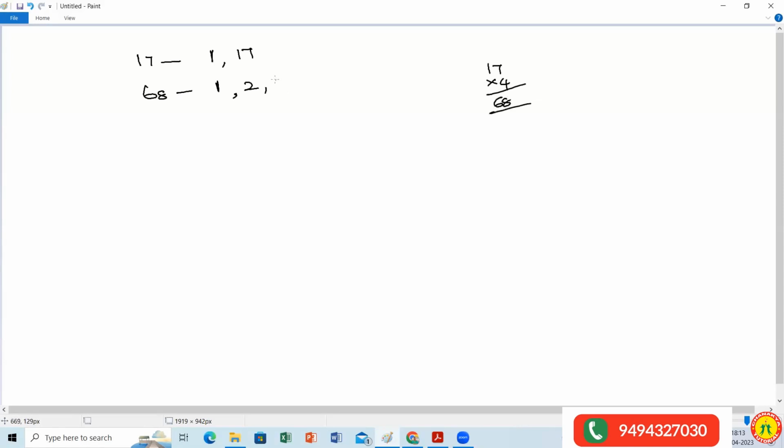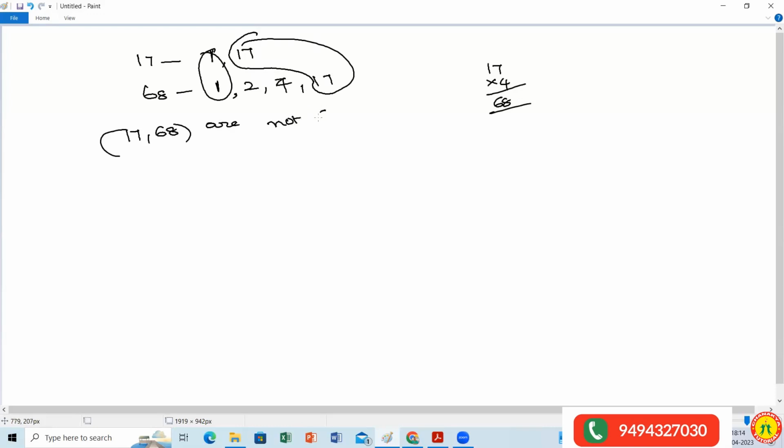So we can write even 4 and 17 as the factors, right? What are the common factors? If you check, there is a common factor. Not only one, we have 17 also as a common factor. Are 17 and 68 co-primes? No, ma'am. They are not co-primes.